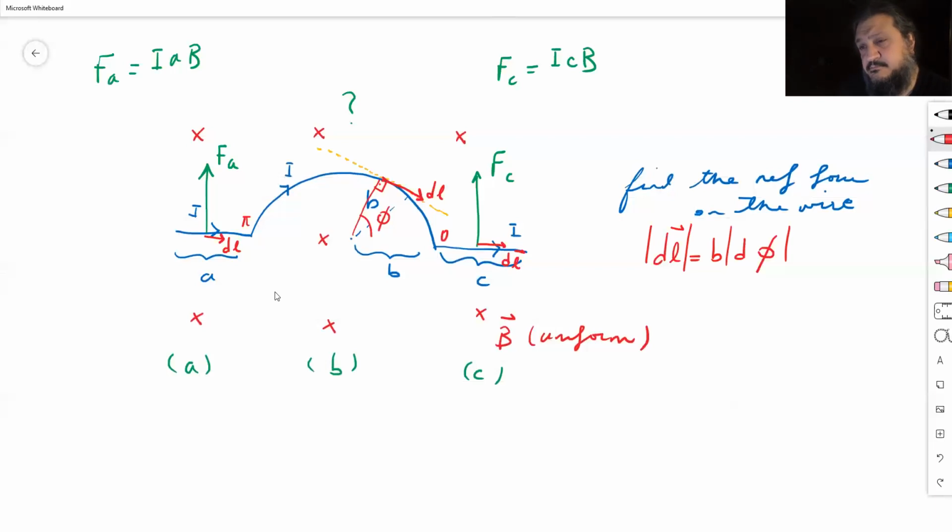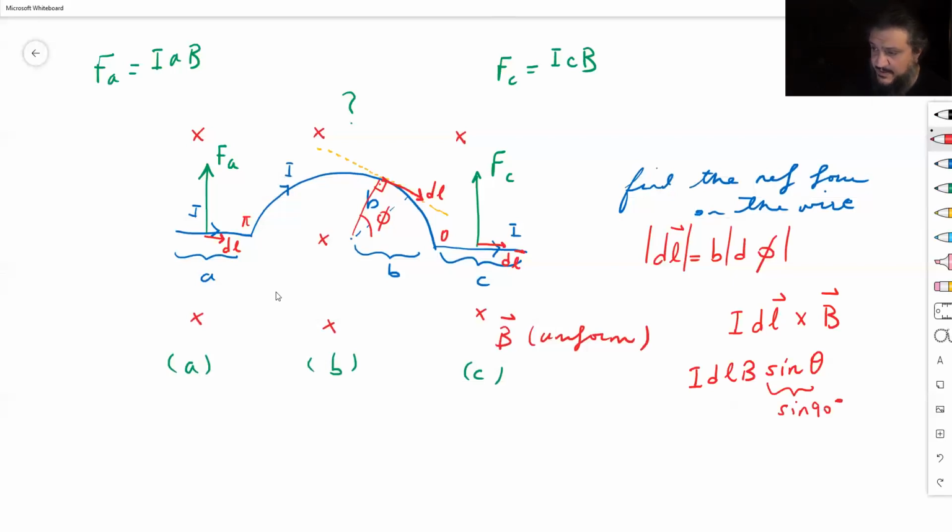So in this expression here, I dL cross B, the magnitude here would give us I dL B sine theta, not to be confused with phi, that's something else. By theta, I mean the angle between dL and B, which is just 90 in this case. Always. No matter what your phi is, theta will always be 90 degrees, so sine 90 is 1. Okay, so that was the magnitude of the force.